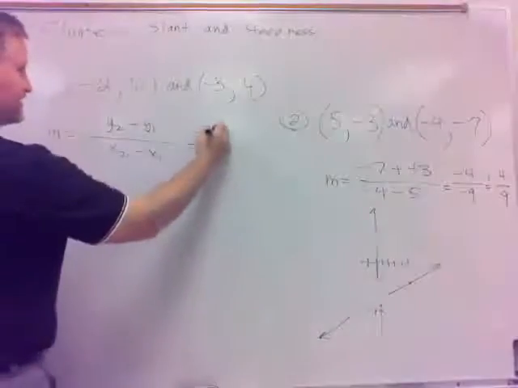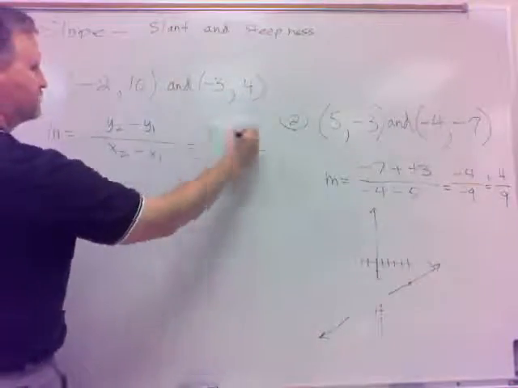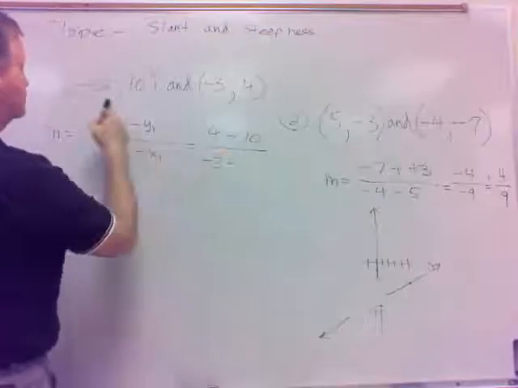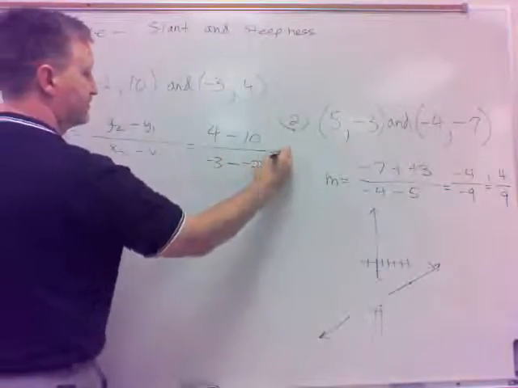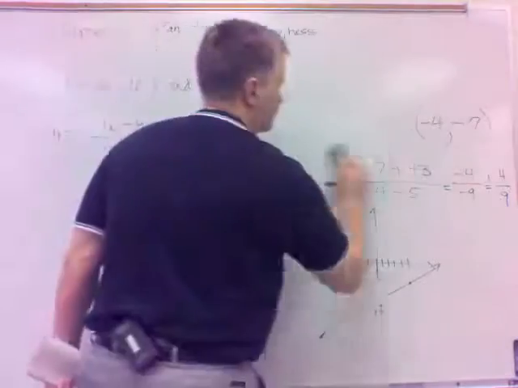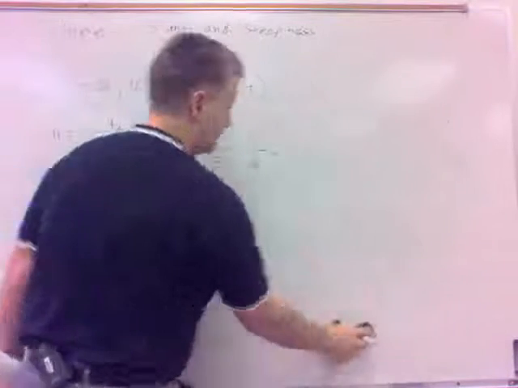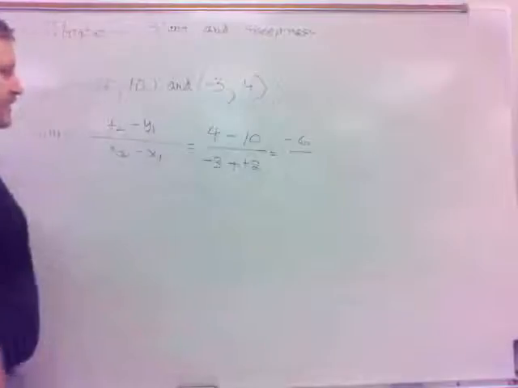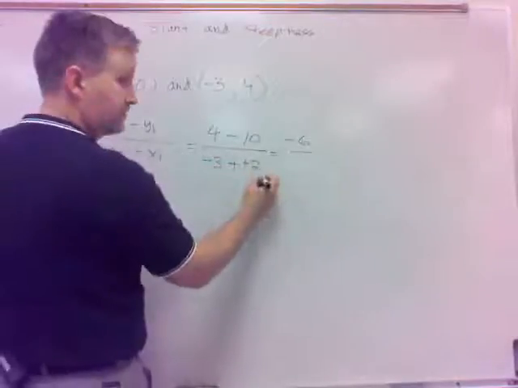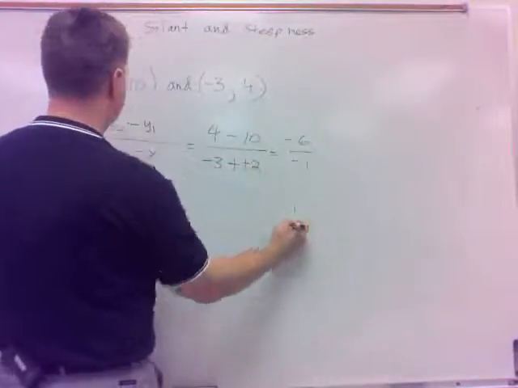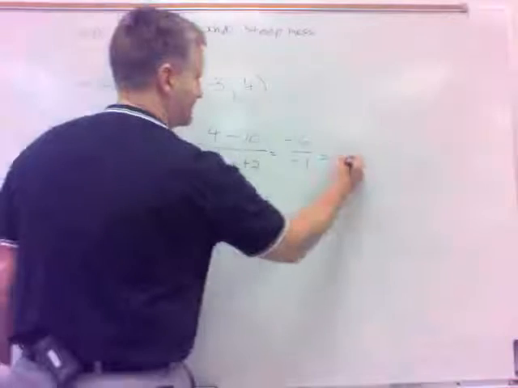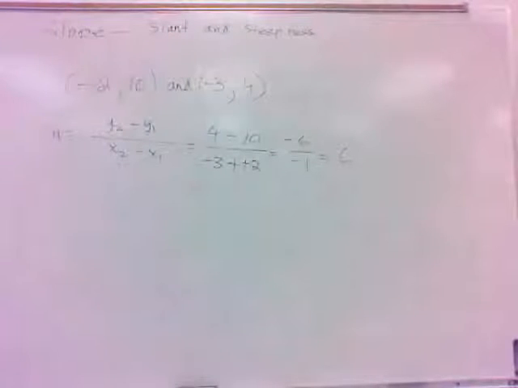So what does that give me? The second y is 4 minus the first y is 10, over the second x is -3 minus the first x is -2. What does that give me? That gives me -6 divided by, there's our 2 negatives in a row, so that's -3 plus 2. It's -1. What did I do? Did wrong again. Oh, shoot. That's a 6. All right, positive slope again. Not quite one. Let me try one more.